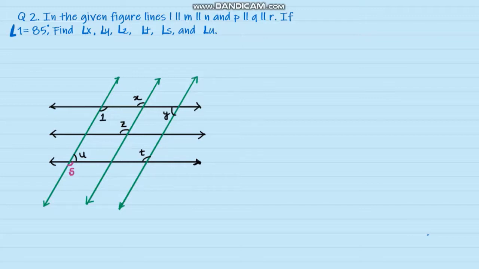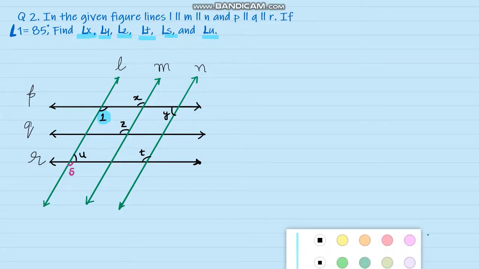In the given figure, lines L parallel M. Children, see here, lines L parallel M. These are the lines. This is L, this is M, and this is N. And P parallel Q parallel R. This is line P, this is line Q, and this is line R. Now, if angle 1 is 85, this is angle 1, and it is equal to 85 degrees. You have to find angle X, angle Y, angle Z, angle T, angle S and angle U.